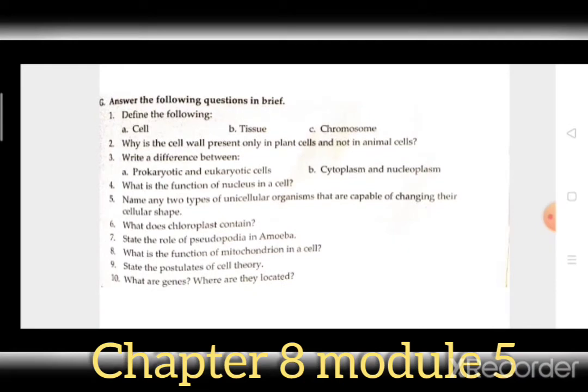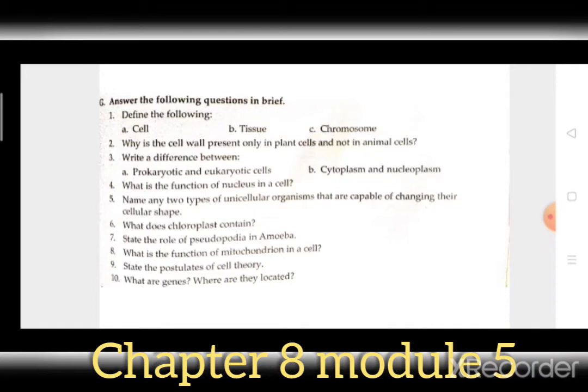Next question is, answer the following questions in brief, and we have to answer these questions. Define the following. So first one is cell. Cell is the basic structural and functional unit of all the living organisms. It is the building block of an organism, all the living organisms. So this is the definition.